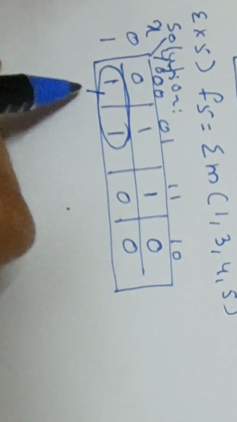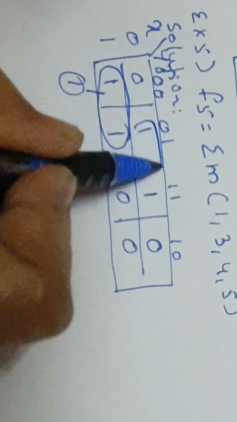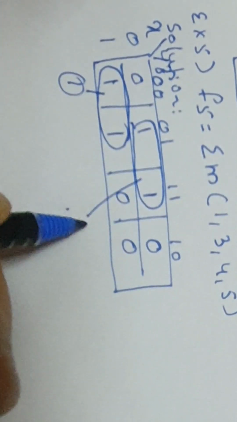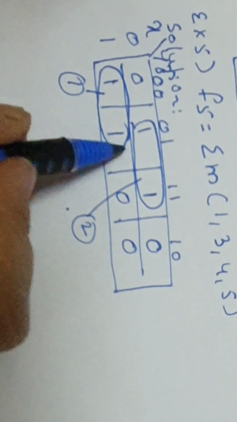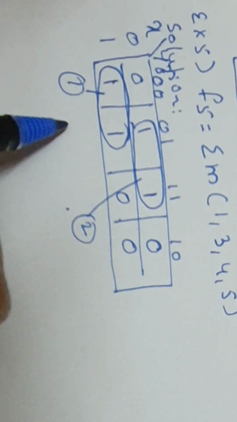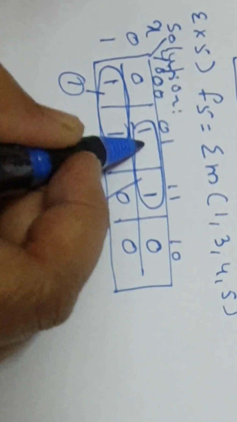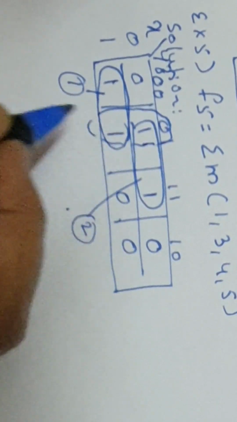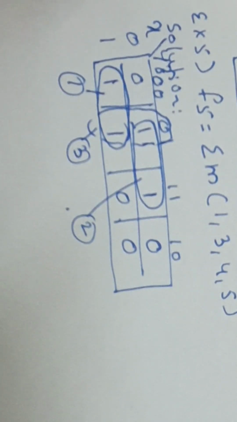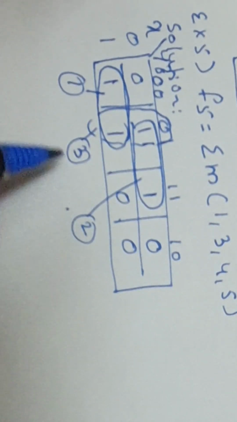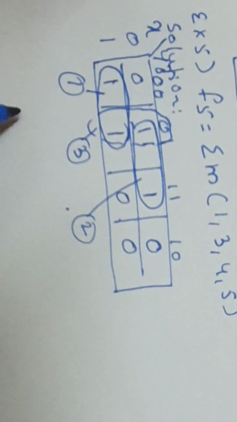Let us call this group 1. And these two are adjacent, we will make this group 2. Now with two groups, all four ones are covered, so we have to stop. But somebody may write like this, group 3. So three groups are possible. This I have written with dotted lines. So the third group is also possible. Somebody may write it, so three groups, three prime implicants we can write.